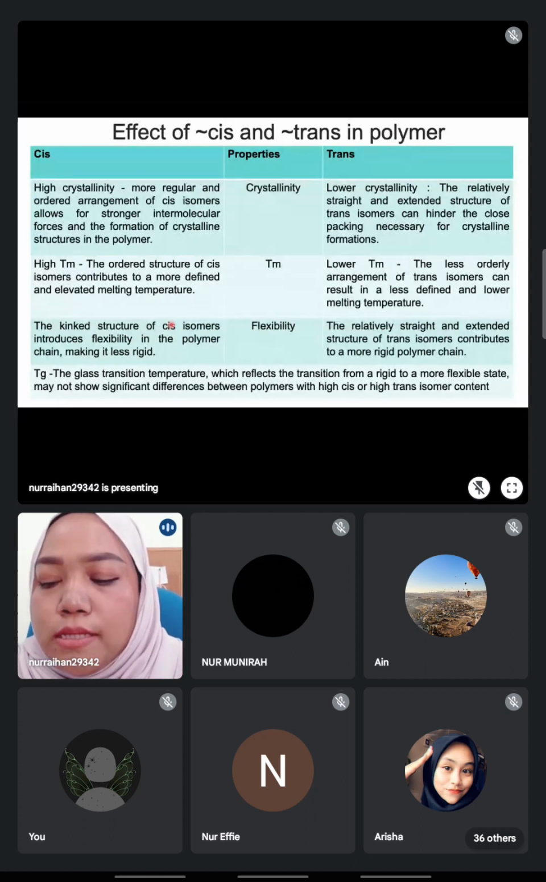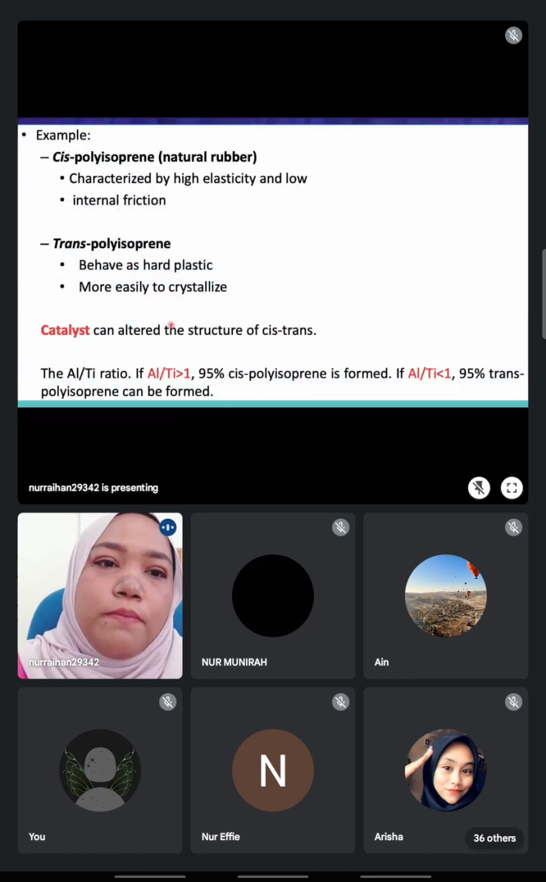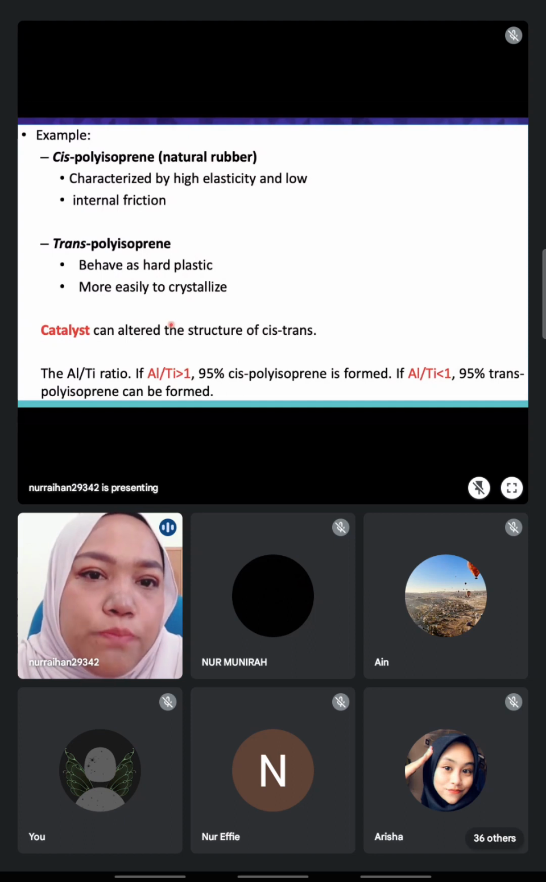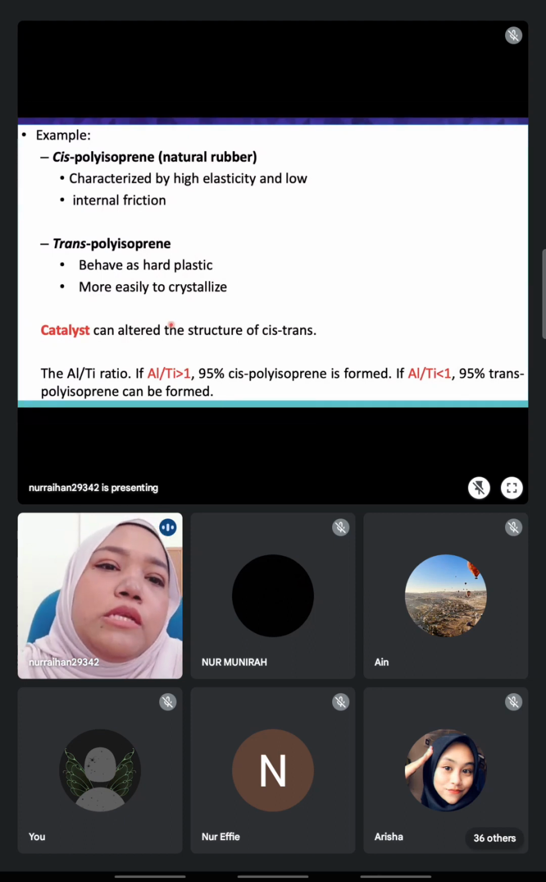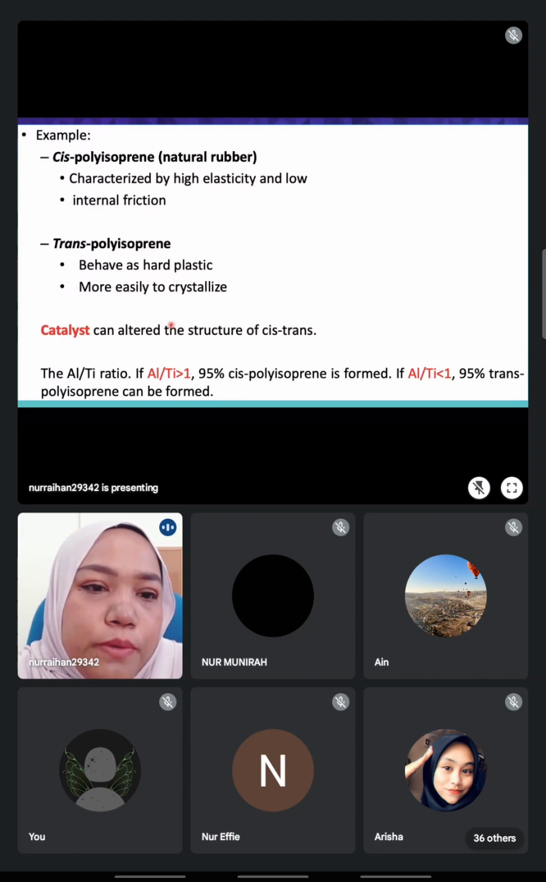Okay, so that is how configuration between cis and trans will affect the polymer properties. Same goes to the polyisoprene. Polyisoprene adalah natural rubber. Okay, so between the cis isoprene and trans isoprene, they will behave differently. And this one can be altered. The amount of the cis and trans will be altered by using the catalyst during the polymerization and so on. Okay, so for the cis and trans, the amount of the cis and also the amount of the trans will give a difference in the properties of the natural rubber.